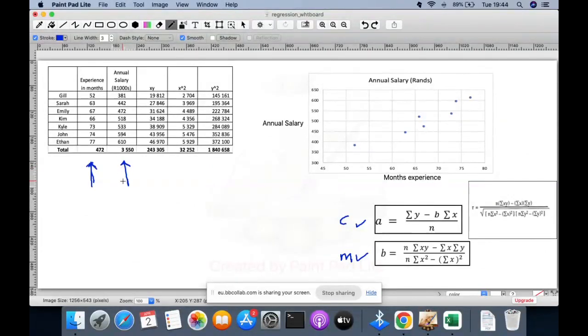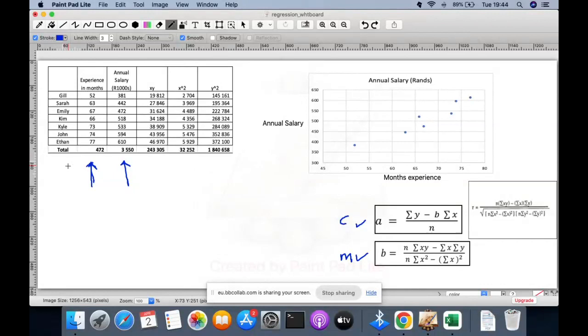So let's look at this data here that's given. In the first column, each of these people, Joel, Sarah, all the way to Ethan, have months of experience in a certain industry. So Ethan has the most experience, Jill has the least. Jill has 52 months of experience and Ethan has 77 months. Let's assume that they're all the same job title. Maybe they're all engineers or so.